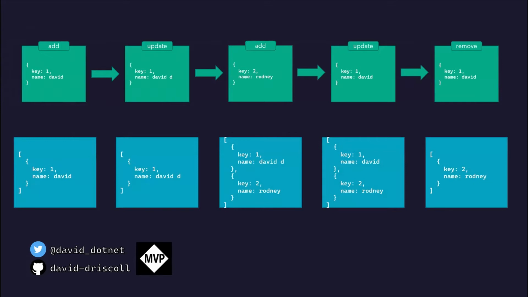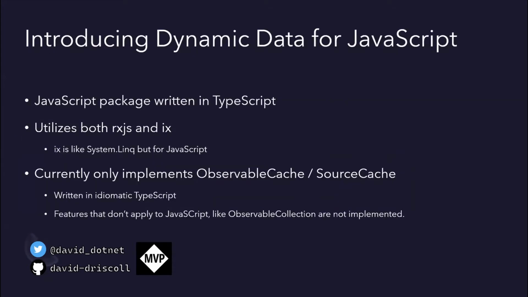But with the source caches or the observable caches, it's those blue boxes there. Oh, those are really terrible colors. If someone's colorblind, I apologize. The bottom row of boxes are the current state, and the boxes above are the changes that have happened to that collection over time. So what I've built, I got a little demo app.